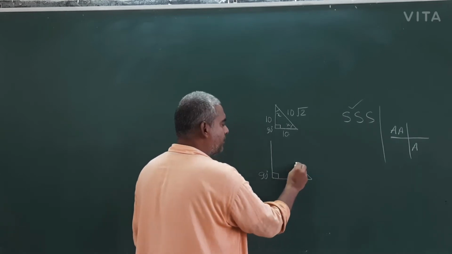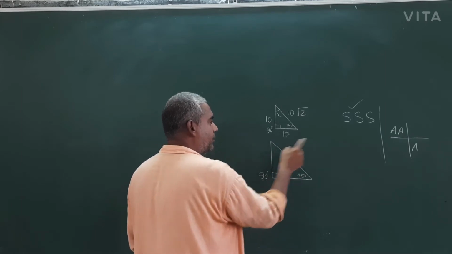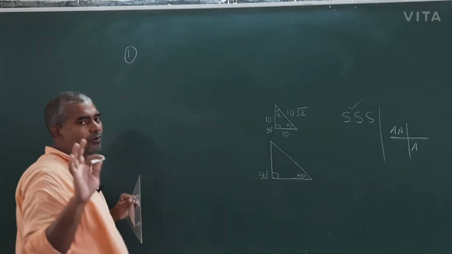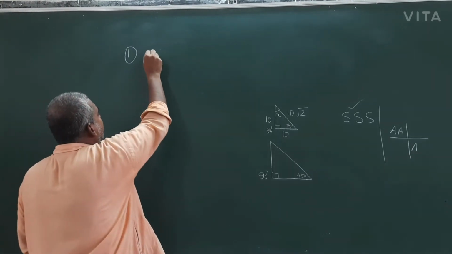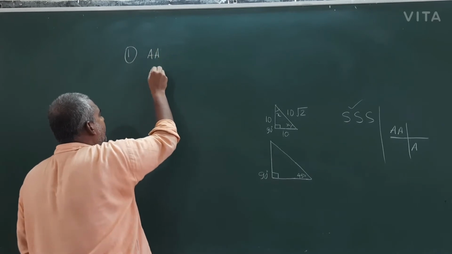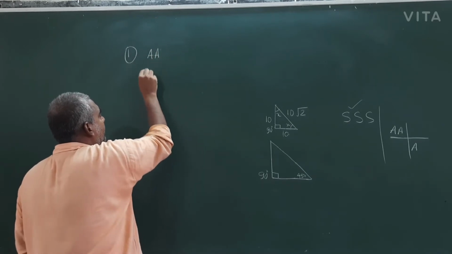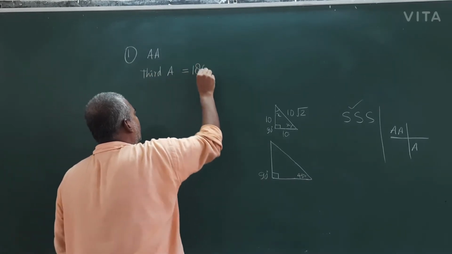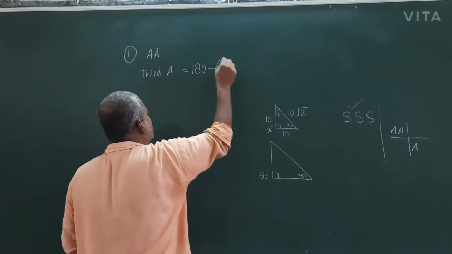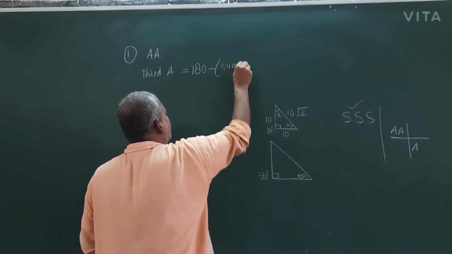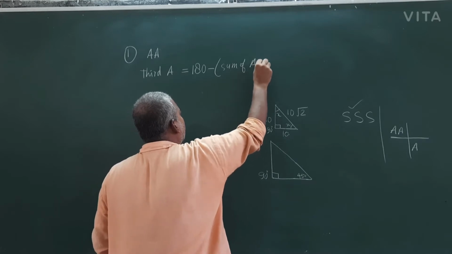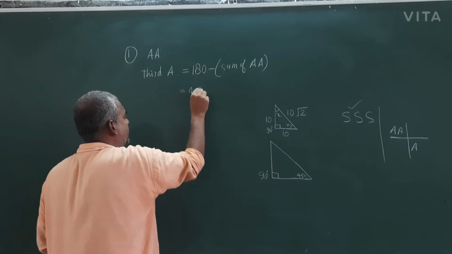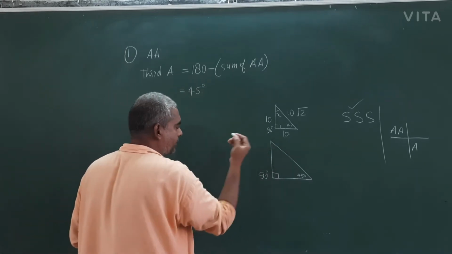I don't know this length because we don't have any scale, and obviously we will apply the first theorem, because at any time you only need to know two angles, AA. So the third one can be found. Third angle A is equal to 180 minus the sum of these 2 angles, AA. So the third angle is 45. So this is the first theorem.